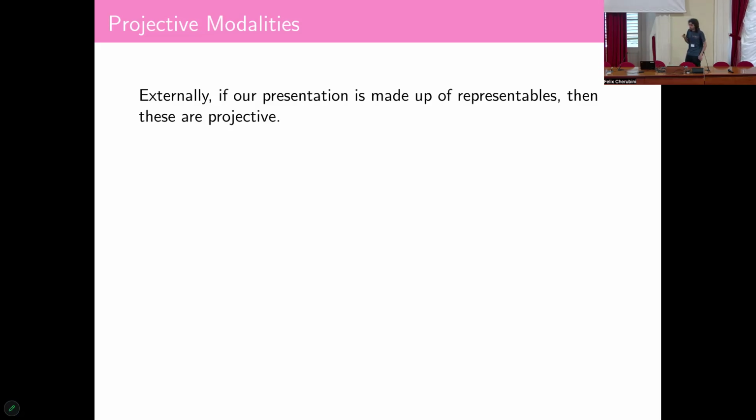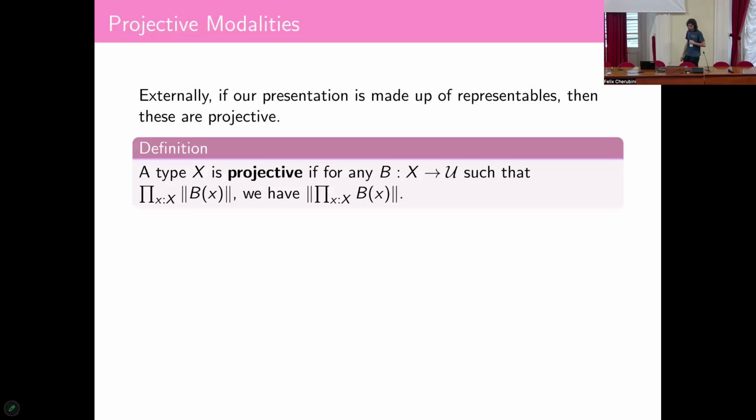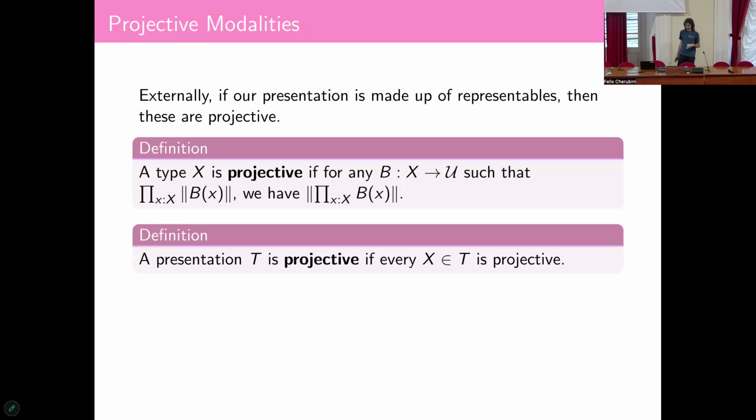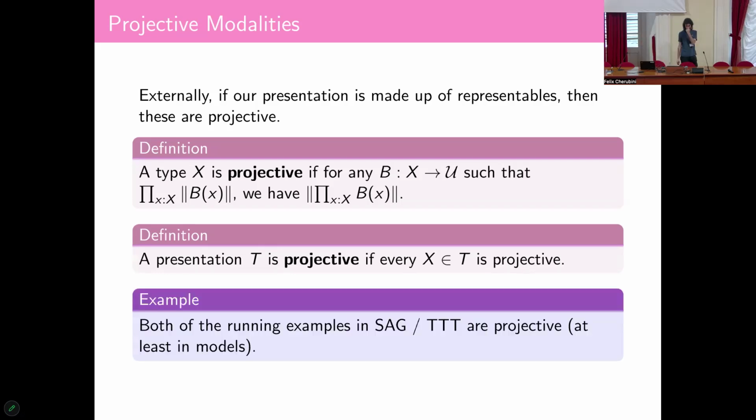Okay, so externally, if we're working in a presheaf topos and we're sheafifying, presheaves are projective, and this is an easy category exercise, and it's nice. In fact, they're all tiny. Internally, this can be seen, so that's nice. A type X is projective if it satisfies the axiom of choice for families over it. We'll call a presentation projective if every element is projective. The idea is that you want your presentation to be made up of representables, so they should all be projective.